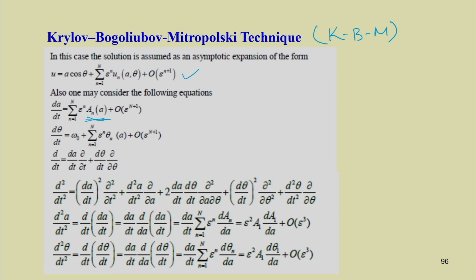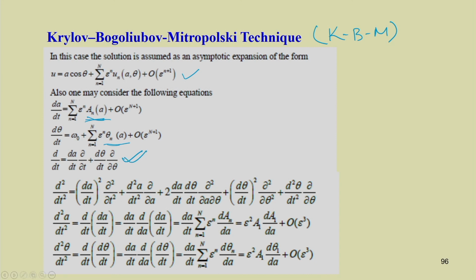Here both A n and theta n are functions of A, and by using the chain rule, d by dt can be written as dA by dt into del by del A plus d theta by dt into del by del theta. So, using the chain rule one can conveniently write it this way.